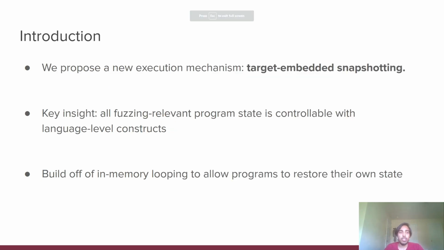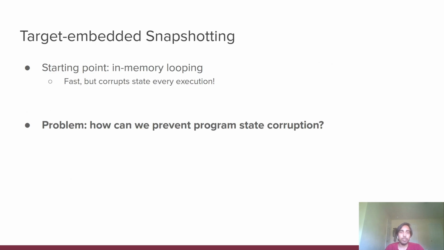So we propose a new execution mechanism, which we call target embedded snapshotting. The key insight that we draw from is that all the fuzzing relevant program state that an execution corrupts is controllable with language level constructs. And we'll get to what this means. So what is target embedded snapshotting? We build our implementation from in-memory looping, which is really fast, but it corrupts state after every execution. So the problem that we really face is how can we prevent this program state corruption?